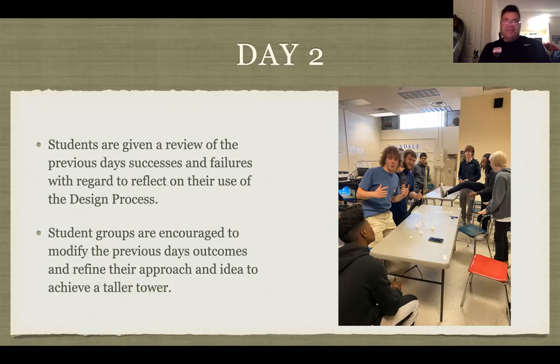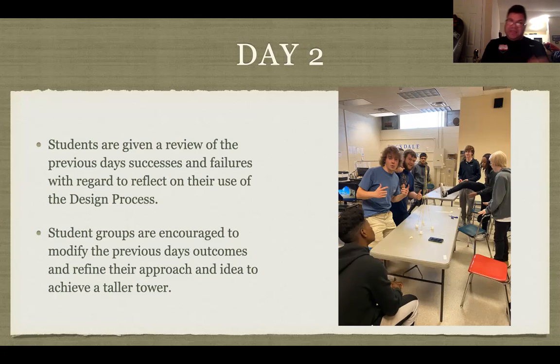And we talk about successes and failures and what they thought and what they used in the design process and what they didn't use and how the group worked and things like that. And then when we get to the point in class where they break off to do their lab, they try to use previous knowledge from the previous day and do the lab over again, using previous information and feedback from the day before to guide the design process all over again.